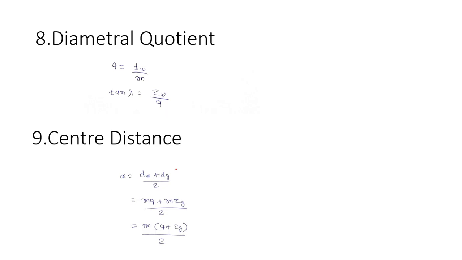Now next, center distance. We all know the center distance equation is A is equal to dw plus dg by 2, and like in gears where we write m into z, in the same way for worm we can write m into q instead of dw. Q is used instead of diameter. So the center distance equation becomes m into q plus zg upon 2.